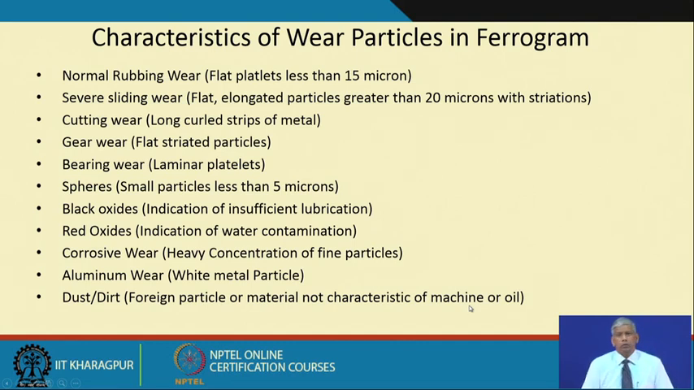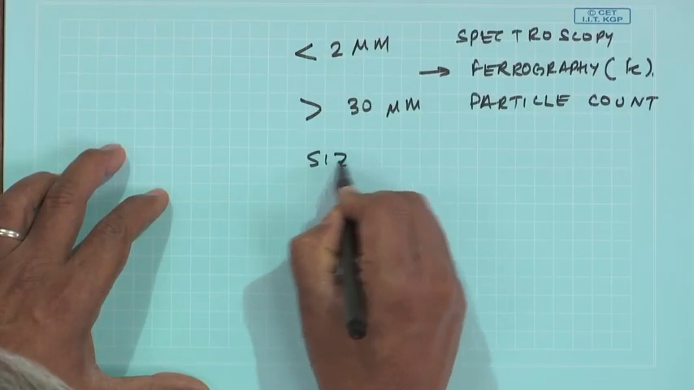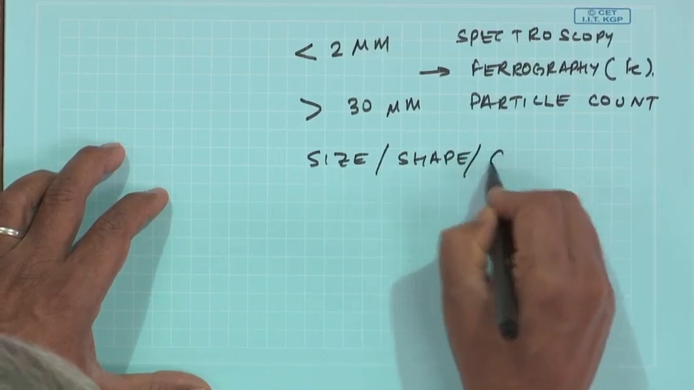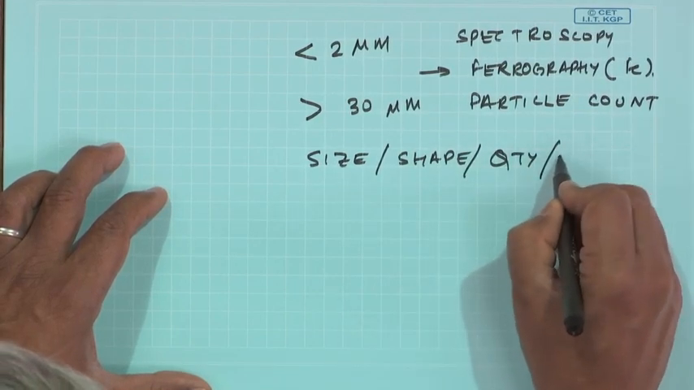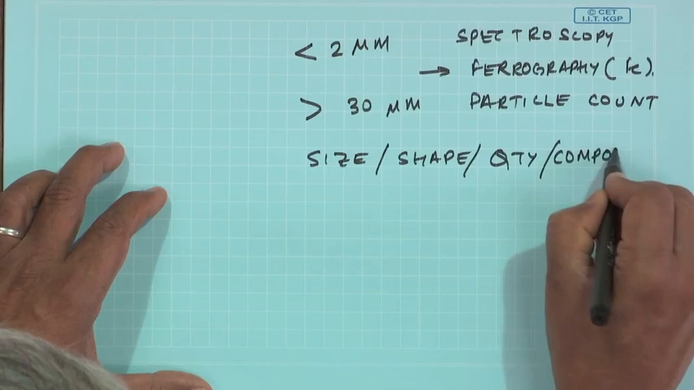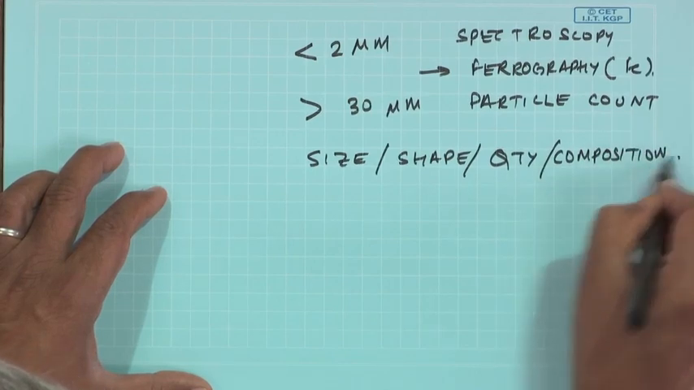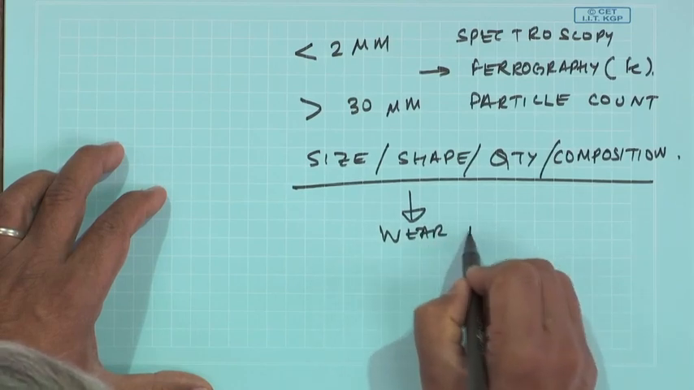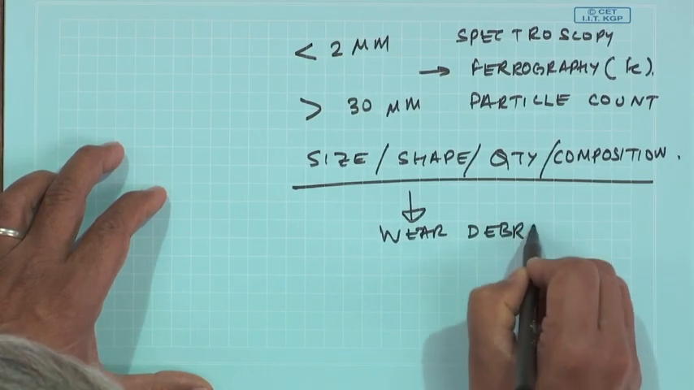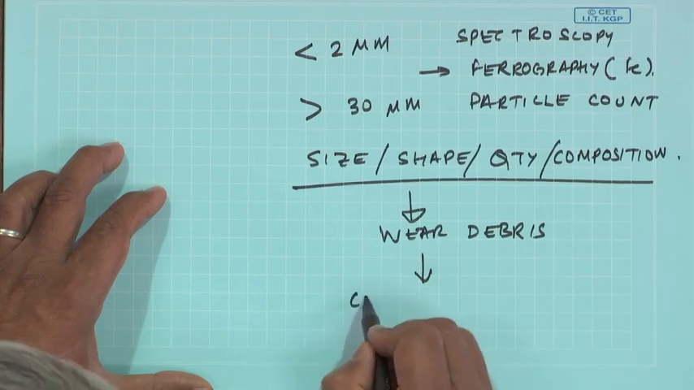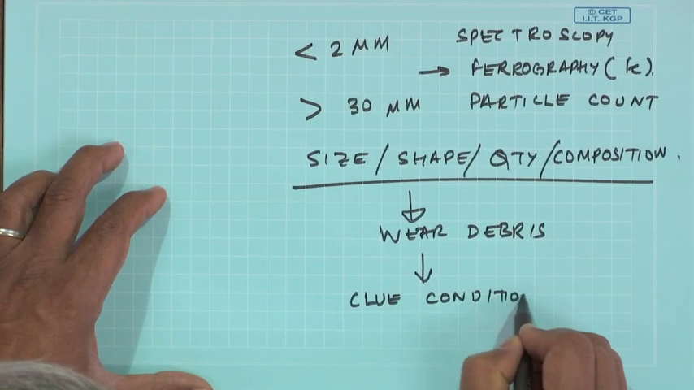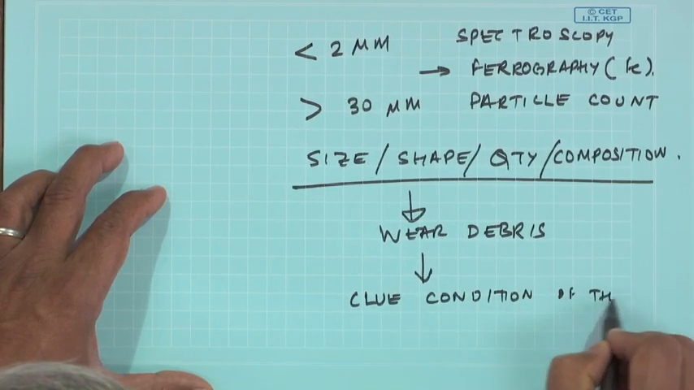So, as I was telling you, very important words: size, shape, quantity, composition. They help us study wear debris, and this gives a clue as to the condition of the machine.